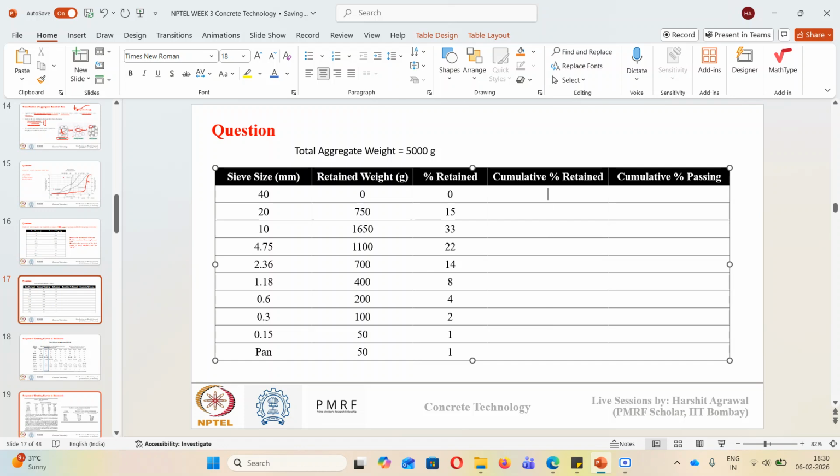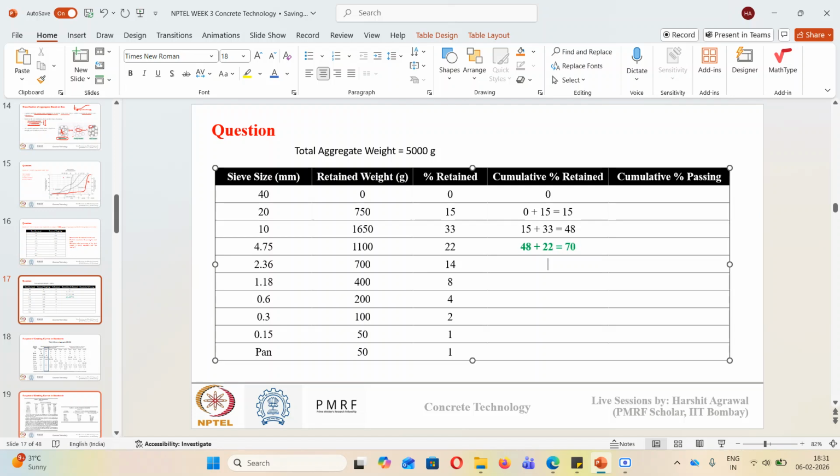So cumulative percentage retained: here it is 0. Here it is 0 plus 15, so that is equal to 15. Here it is 0 plus 15 plus 33, so it is 15 plus 33, which is equal to 48. Again, here it will be 48 plus 22, which will be equal to 70.